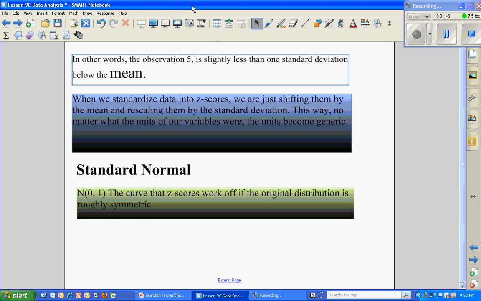Okay, when we standardize data into z-scores, we are shifting them by the mean and rescaling them according to their standard deviation. This way, no matter what the units of our variables were, the units become generic. So the standard normal, and then it becomes symmetric.